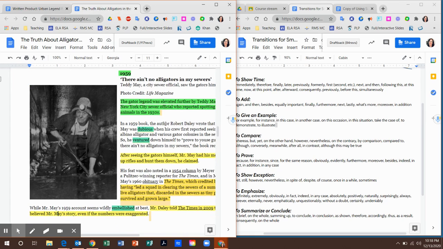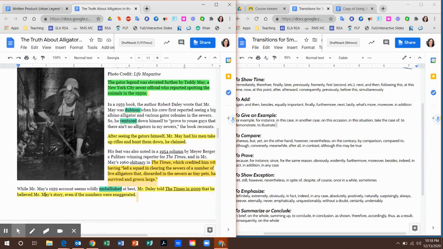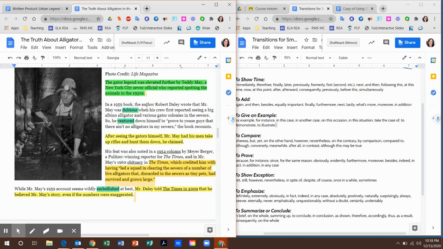So I just want to make sure that my writing is accurate. So I have the source right here. So he was dubious, doubtful, when his crew first reported seeing a big albino alligator and various gator colonies in the sewers. So he ventured down there himself to prove you guys that there ain't no alligators in my sewers, the book recounts. So after he saw them himself, he had his men take up rifles and hunt them down.